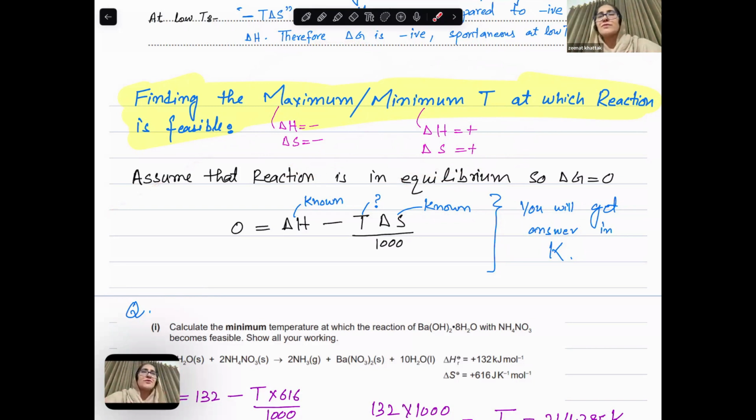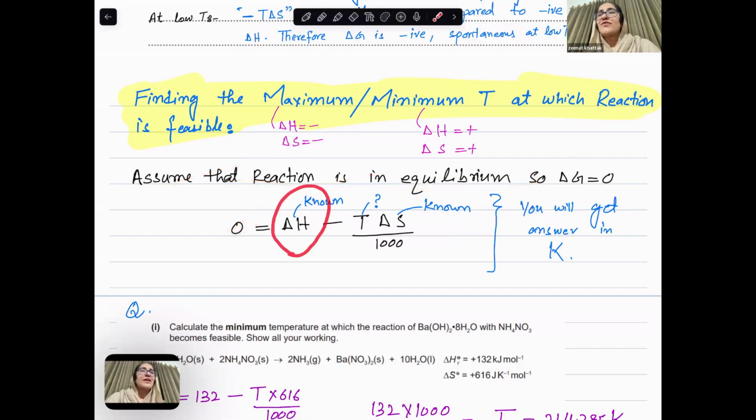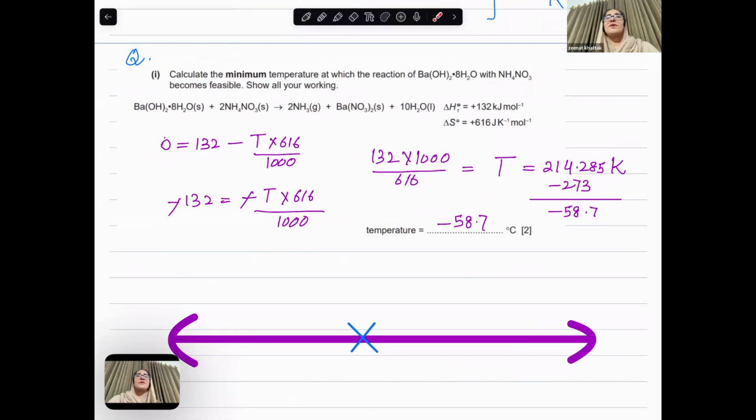So what you are supposed to do is assume that the reaction is in equilibrium. If I assume it, my delta G is what? 0. If I know delta H and I know delta S, I will get the temperature directly in Kelvin. Right? Look, this I've given: calculate the minimum temperature at which this reaction is feasible. Why are they asking you the minimum? Because both are positive. They have to phrase it this way.